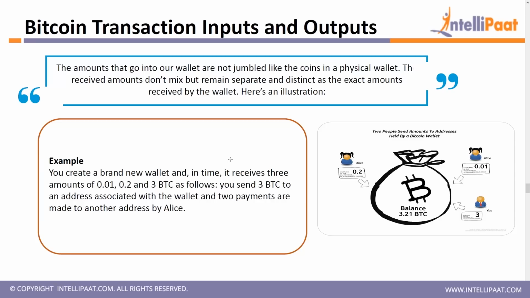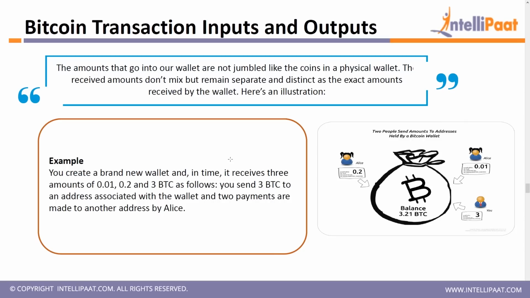Bitcoin transaction inputs and outputs. The amounts that go into our wallet are not jumbled like the coins in a physical wallet. These amounts received don't mix but remain separate and distinct, as the exact amounts received by the wallet. Here's an illustration, just see an example. You create a brand new wallet and in time it receives three amounts of 0.01, 0.2 and 3 bitcoins, as follows. You will send 3 bitcoin to an address associated with the wallet, and two payments are made to another address by Alice.